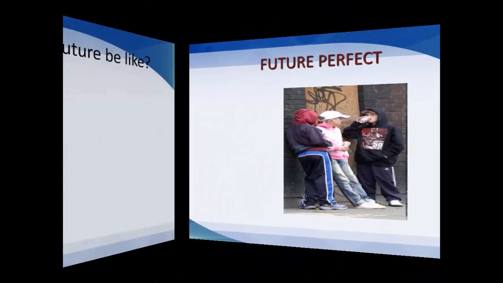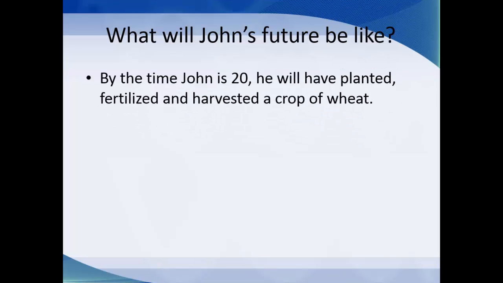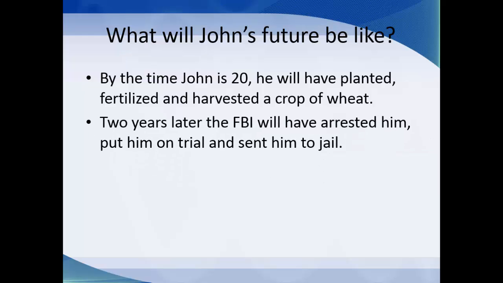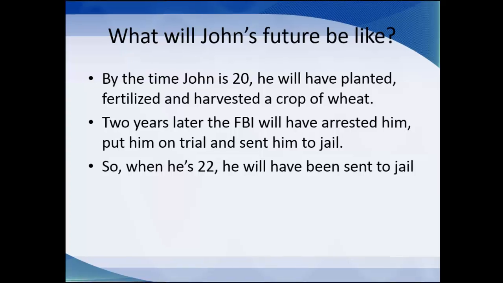The future perfect. By the time John is 20, he will have planted, fertilized and harvested a crop of wheat. Two years later, the FBI will have arrested him, put him on trial, and sent him to jail. So when he is 22, he will have been sent to jail.